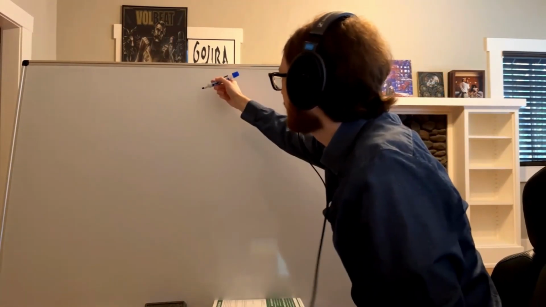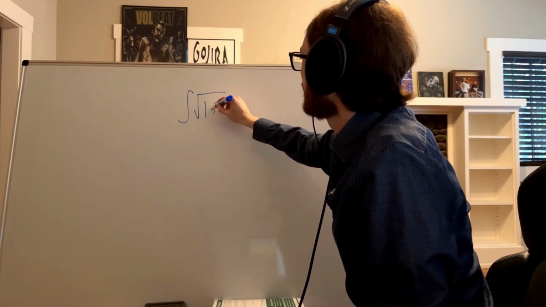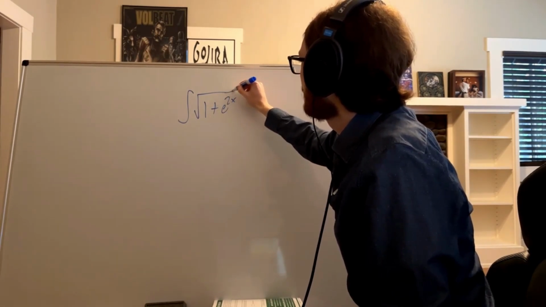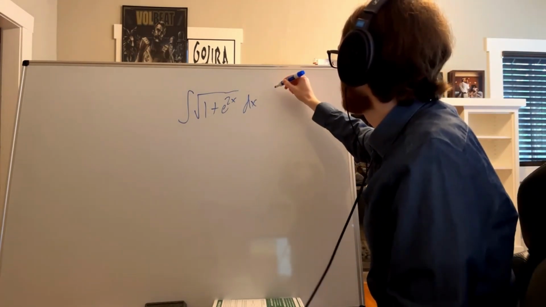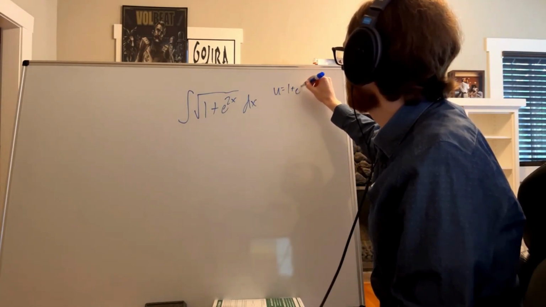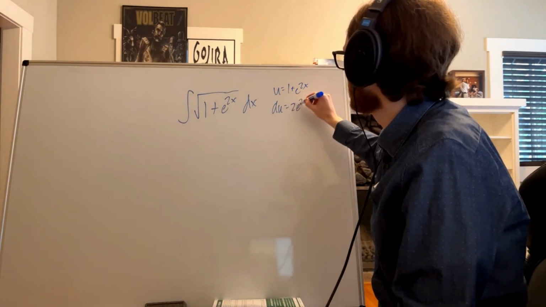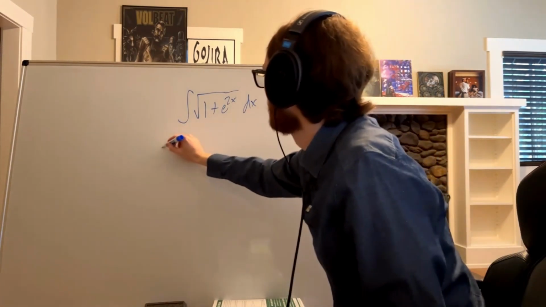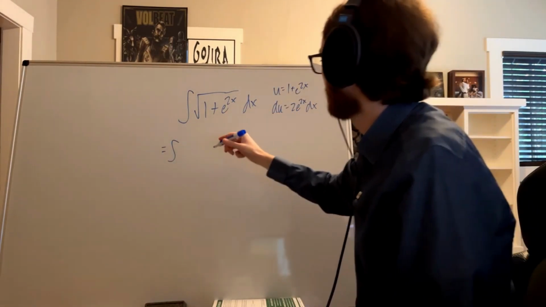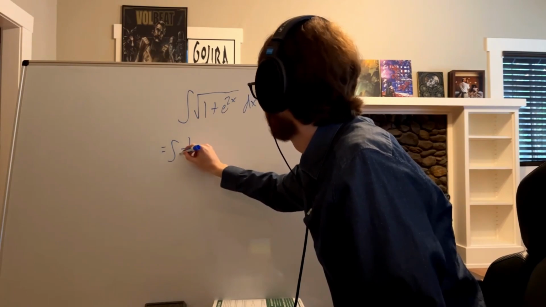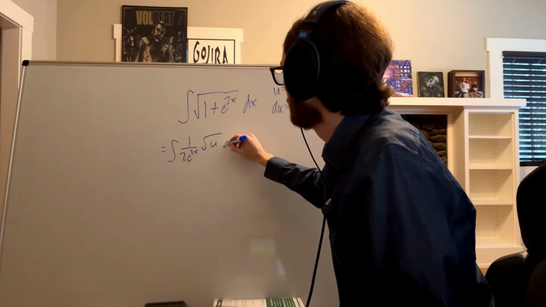So if we have the integral of root 1 plus e to the 2x dx. Good. I think we do u equals 1 plus e to the 2x, which means du equals 2e to the 2x dx. Applying this u sub, we divide by this, so 1 over 2 e to the 2x root u du.